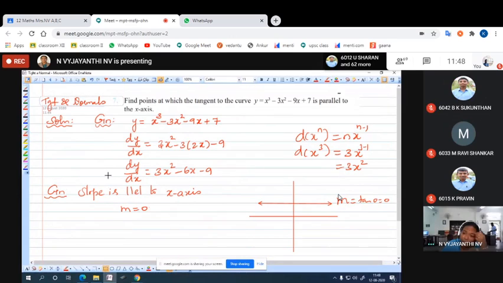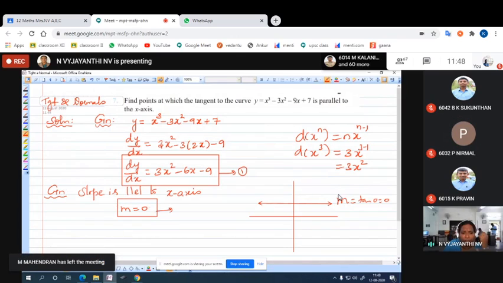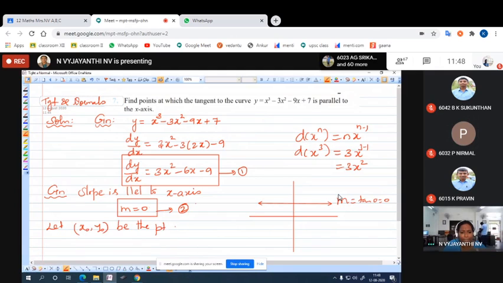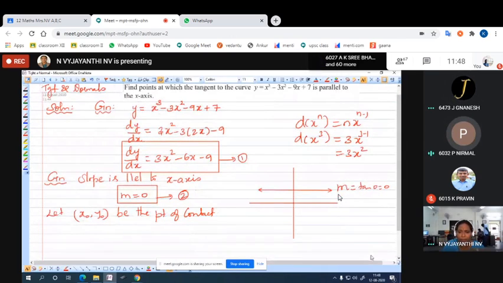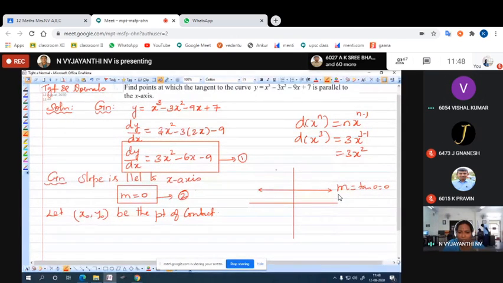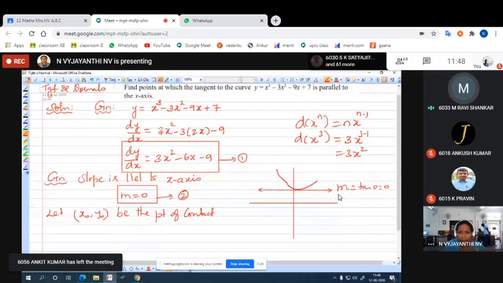Now which is here slope? 3x square minus 6x minus 9. So here this 1 and 2 are equal, isn't it? Let x naught comma y naught be the point of contact. What is the meaning of point of contact? Point of contact is not intersection. It is the point where the tangent is touching the curve, where the tangent is drawn.